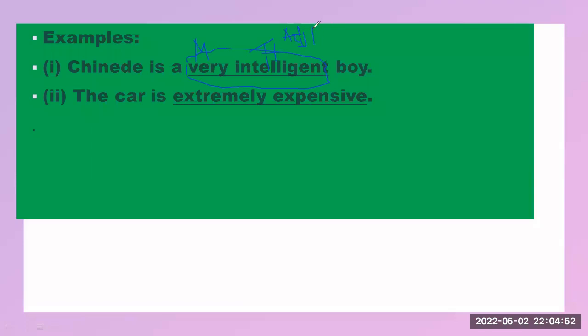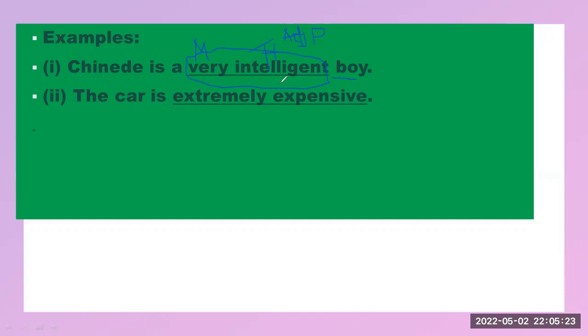my writing here. Yes, adjectival phrase. So this is an adjectival or an adjective phrase, if you like. And then what does the adjective phrase do in this sentence? It describes the noun boy. It tells us about boy. So now let's eliminate this adjective phrase and say Chinede is a boy.